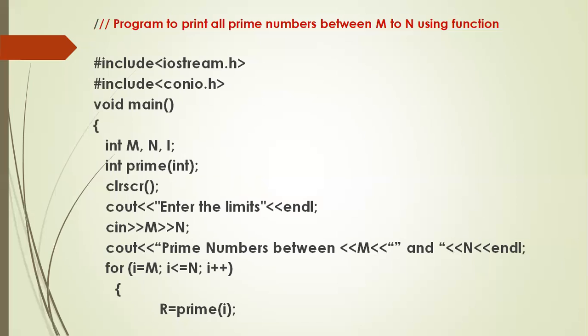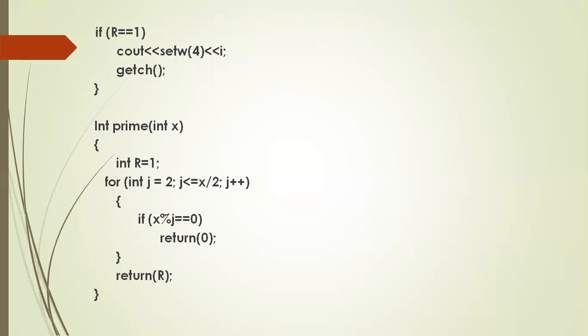R equal to prime of I. So suppose the m value is 10 and the n value is 20, meaning the I value will be 10 the first time. Now the value of I is passed on to x. So x also is now 10. Next, initially R equal to 1. So your J loop varies from 2 to x value 10. So 10 by 2 is 5.